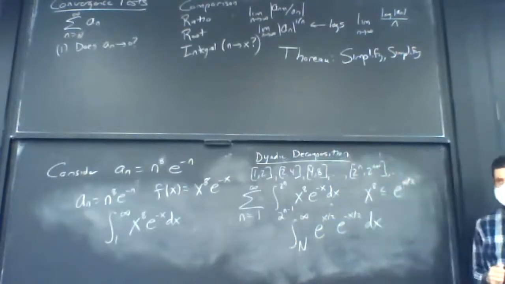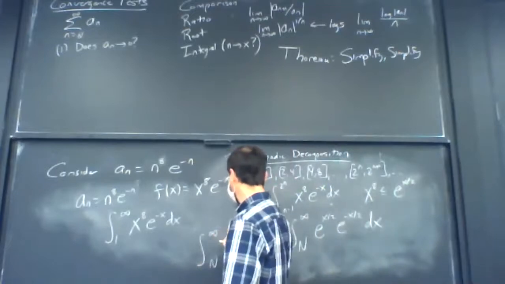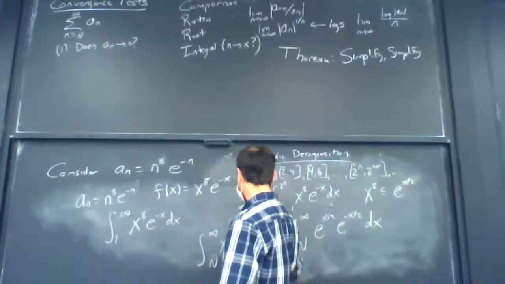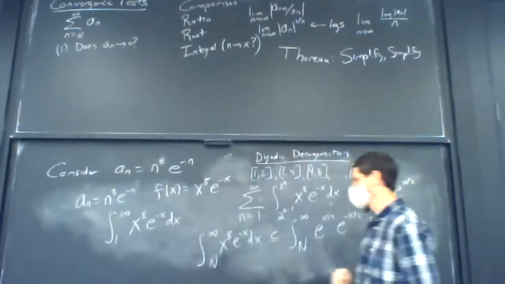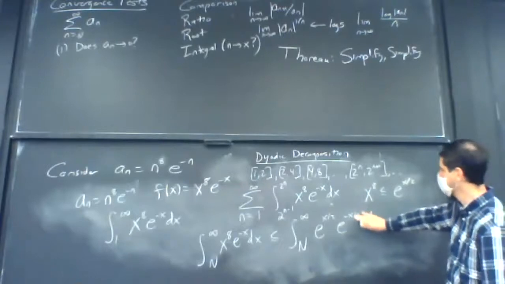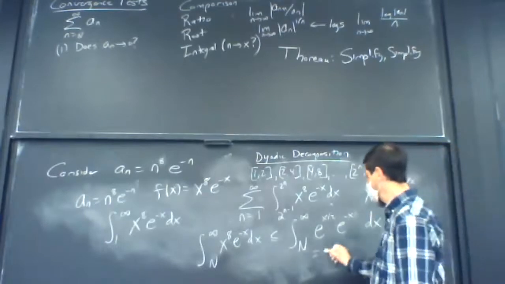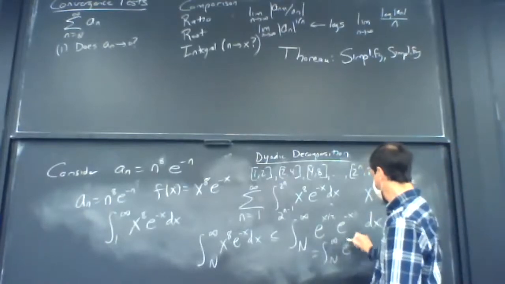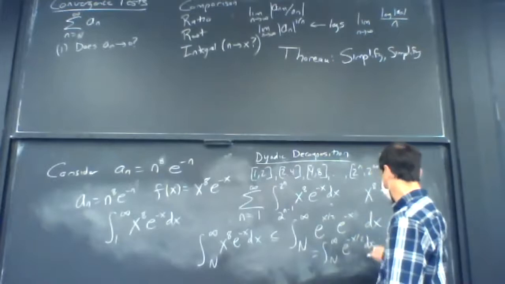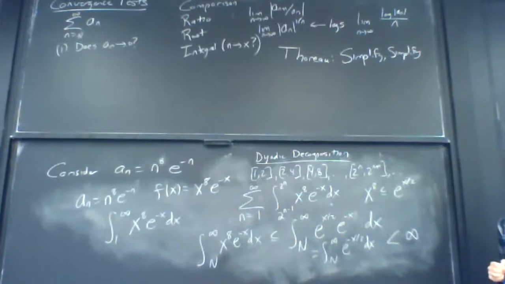Rather than doing a dyadic decomposition, let me just say that integrating from n to infinity of x to the 8 e to the minus x dx is less than or equal to this. But I can throw away a little bit in the beginning without anything being bothered. So it's just a negative x. Well, this is the same as the integral from n to infinity of e to the negative x halves dx. And that's finite. And you can just integrate the exponential function, everything is okay.